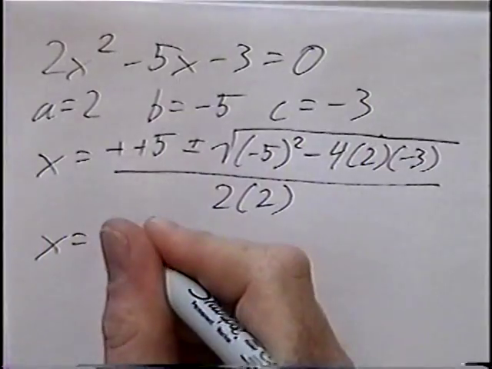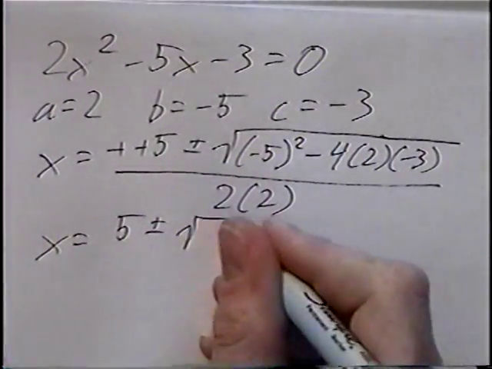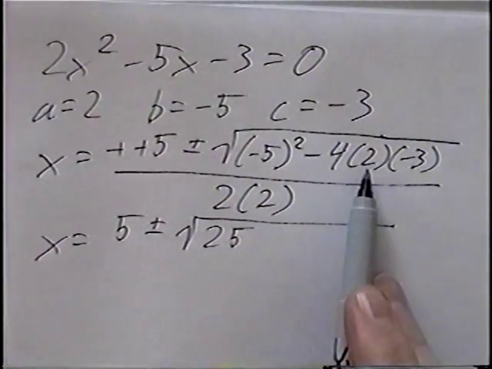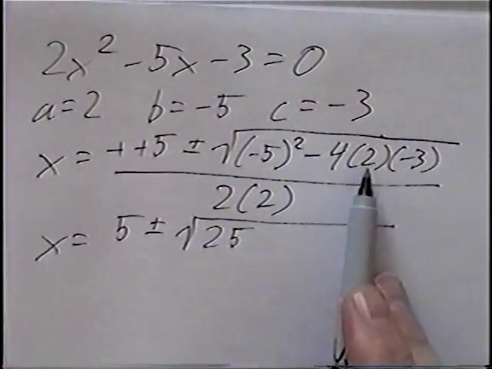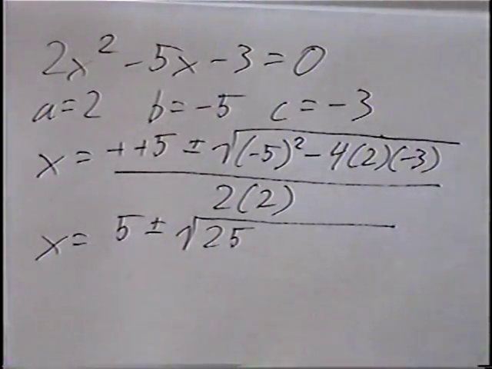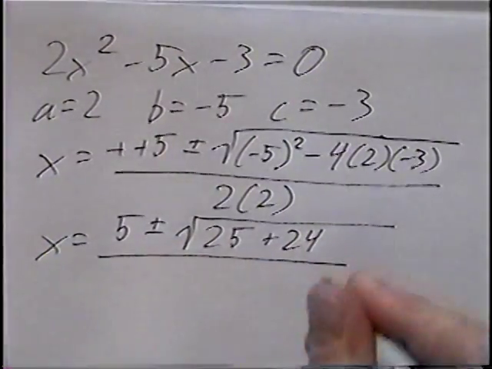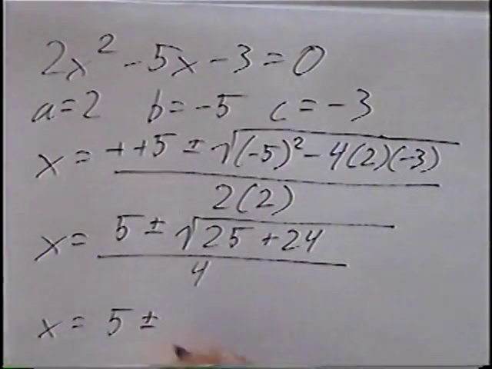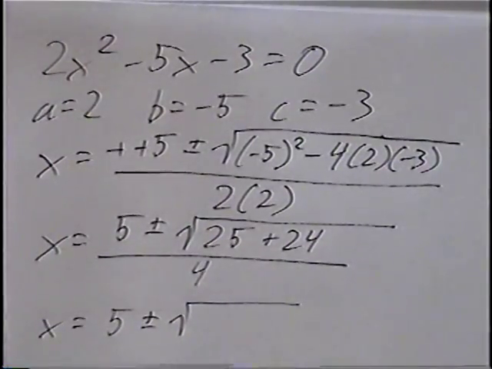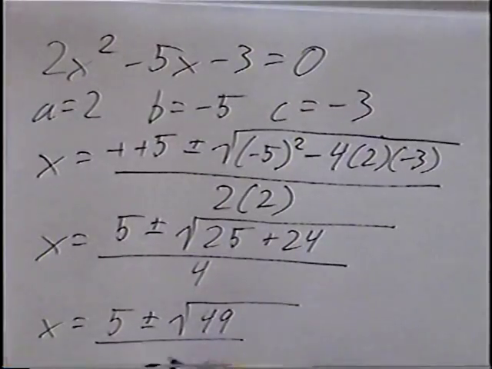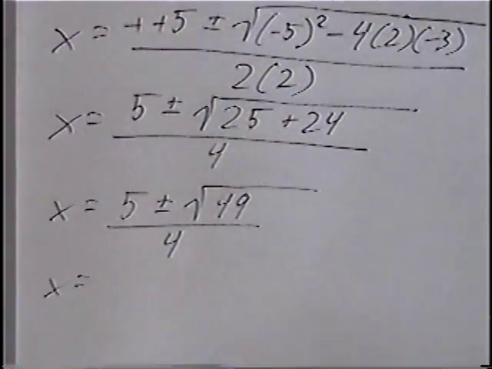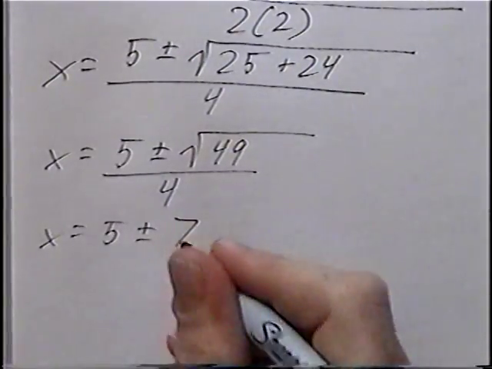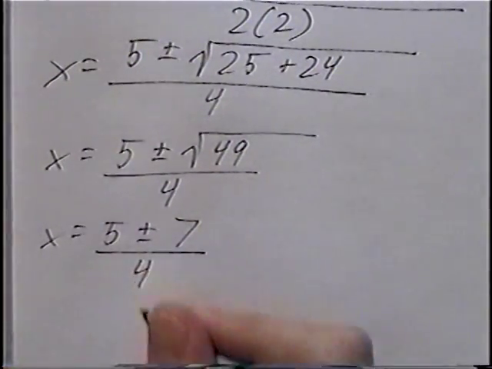Minus 5 again would be +5, plus or minus the square root, -5 squared would be 25, -4 times 2 would be -8, and -8 times a -3 would be +24, divided by 2 times 2, which would be 4. 5 plus or minus 25 plus 24 would be 49, divided by 4. 5 plus or minus the square root of 49 would be 7, since 7 times 7 is 49, divided by 4.